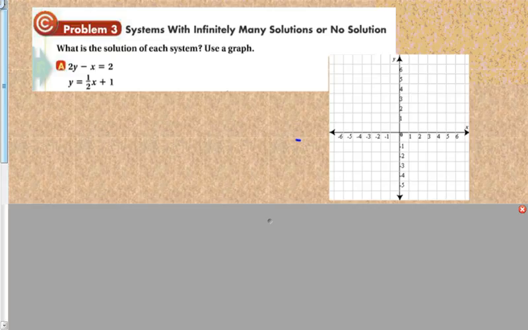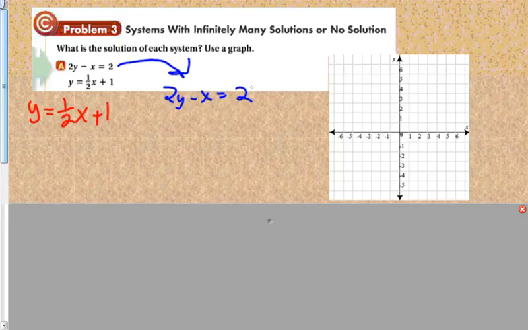It just says, what is the solution to the system used to graph? All right, so we're going to graph. Let's first make sure they're both in slope-intercept form. So this one we have y equals 1/2 x plus 1. We'll use this one in blue and bring this over here. So there's one of them. But 2y minus x equals 2, we've got to solve it for y. So let's get rid of this minus x. We're going to add x to both sides.